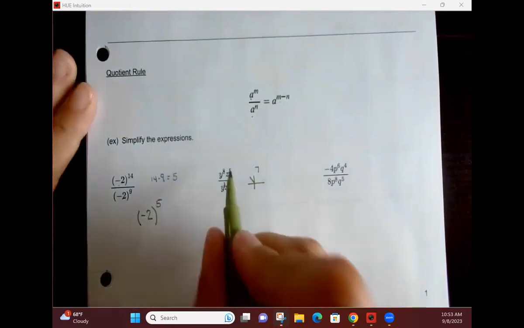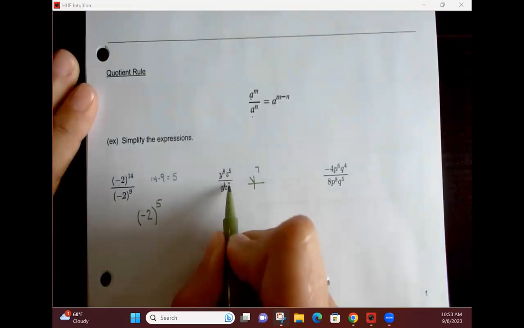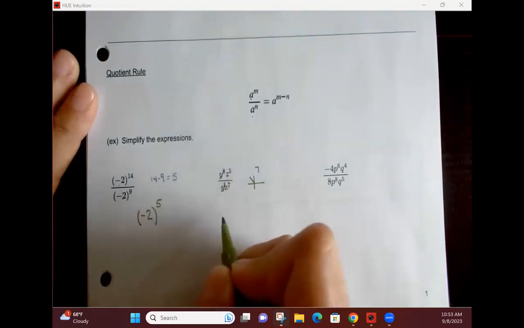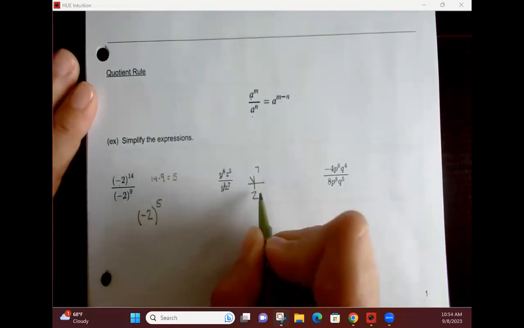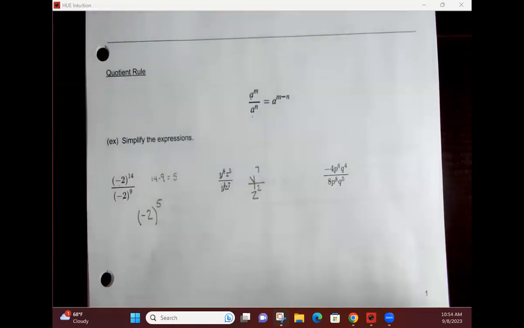So what I'm going to do here is just do big minus little. So this would be 7 minus 5. That gives me z squared, right? 7 minus 5 is 2. And then I'm going to keep it where that bigger exponent was. This is going to stick on the bottom, z squared on the bottom.